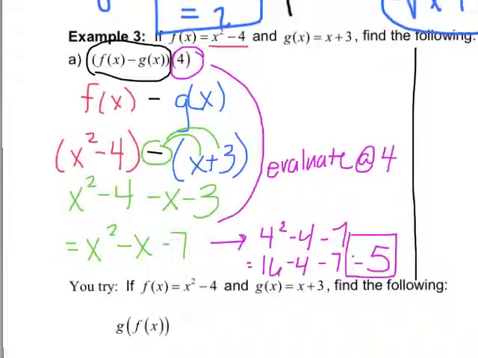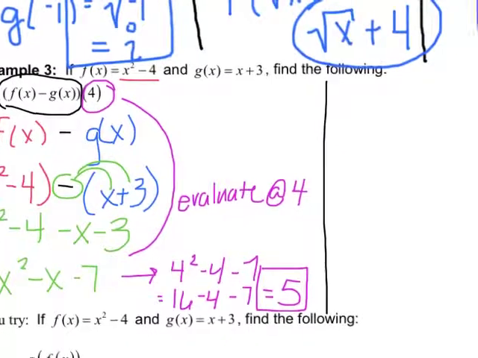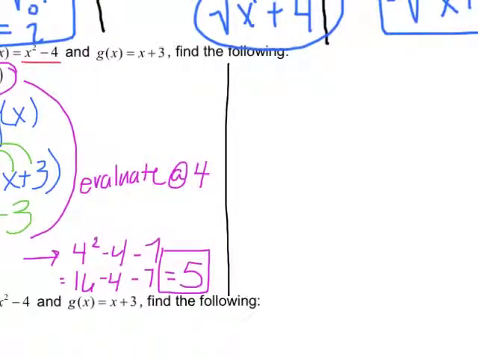I like this method because it's still doing the exact same steps that we did on the front. And then at the end, you just plug in your number. So you don't really have to remember something else. We know that it just means to plug in the number. Now, some people like to do the alternate method.